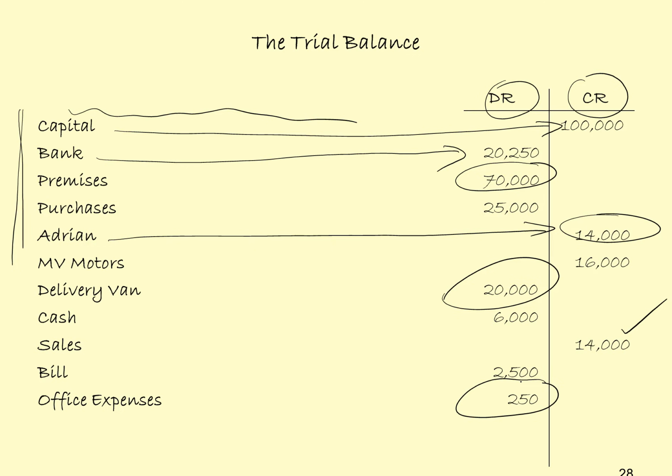Now, that is all of the ledger accounts, and they're all listed there. So I'm going to add them all up, and when I've added them all up, the total I get on the debit side must equal the total on the credit side. So in this case, the total on the debit side is 144,000, and the total on the credit side is 144,000. Okay, that completes our video tutorial regarding the question, Patrick.